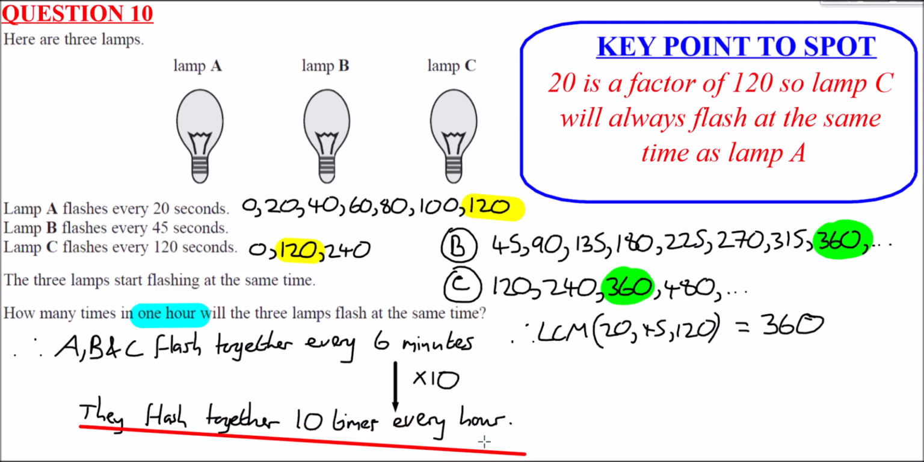Just shows how wonky my writing is. Interestingly, you'd get a mark for saying 11 as well if you wanted. If you reasoned 11, you get a mark because they flash together when the time is 0. So they flash on 0 minutes, 6, 12, 18, 24, 30. So if you consider flashing at 0 and at 60 minutes exactly, you could reason 11 times. But I think the best answer here is to build up. They flash once every 6 minutes. That's 10 times every hour.